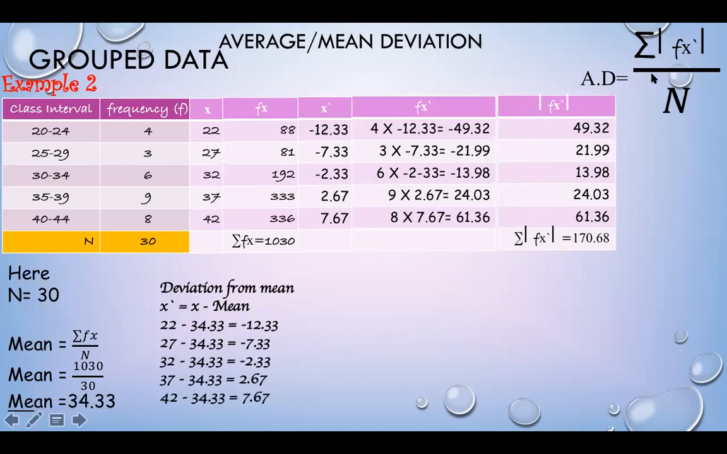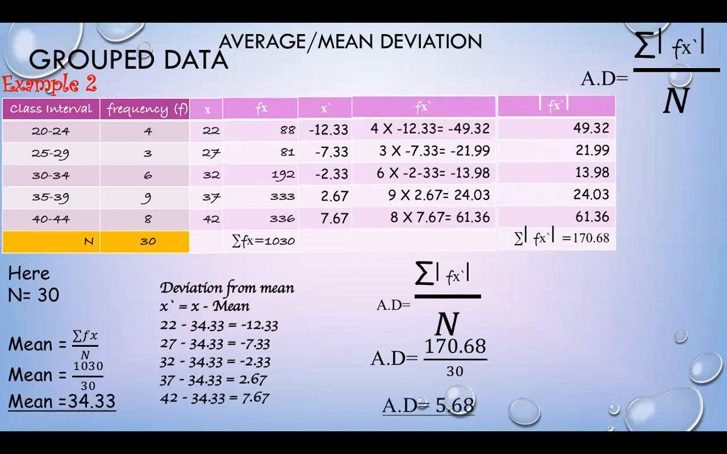Then we sum up this column to find the average deviation. It comes out to be 170.68. So the average deviation will be equal to the summation of f|x'|, the absolute value, divided by n, that is 170.68 divided by 30, and here the average deviation is 5.68.